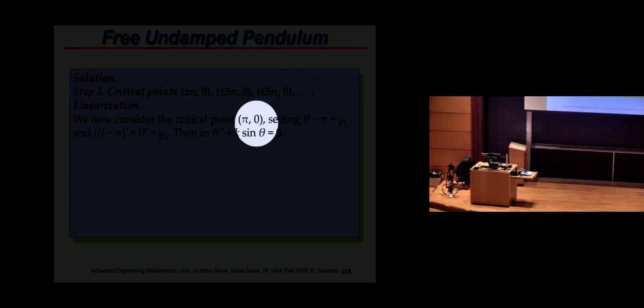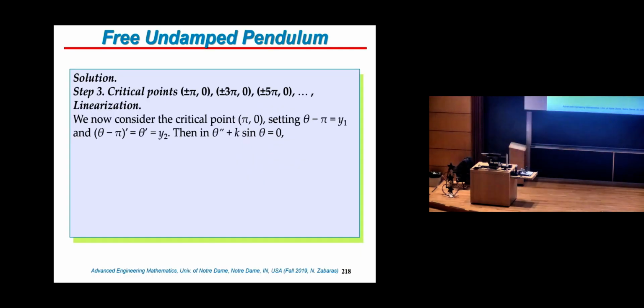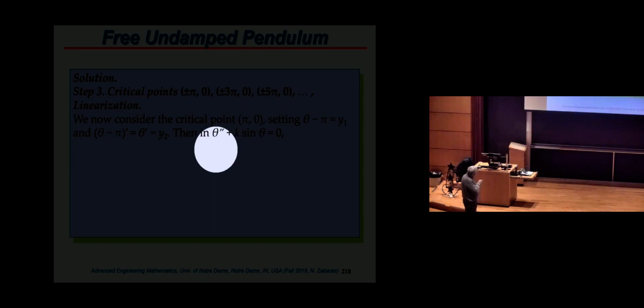Now this is my differential equation. Can somebody tell me how we're going to, here is where you're going to make a mistake, all right? We're going to have to linearize sine theta, but around where? Right, so this is theta double prime plus k sine theta, but really you would be better off if you write this equation directly in terms of the new variables, theta minus pi and theta minus pi prime, okay?